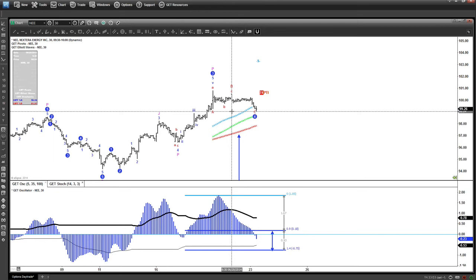The next question is, when do we go long? We're expecting this market to go higher. Okay? That's what we're expecting. You cannot buy a market unless it starts moving higher. We do not buy falling markets. We do not sell rising markets.